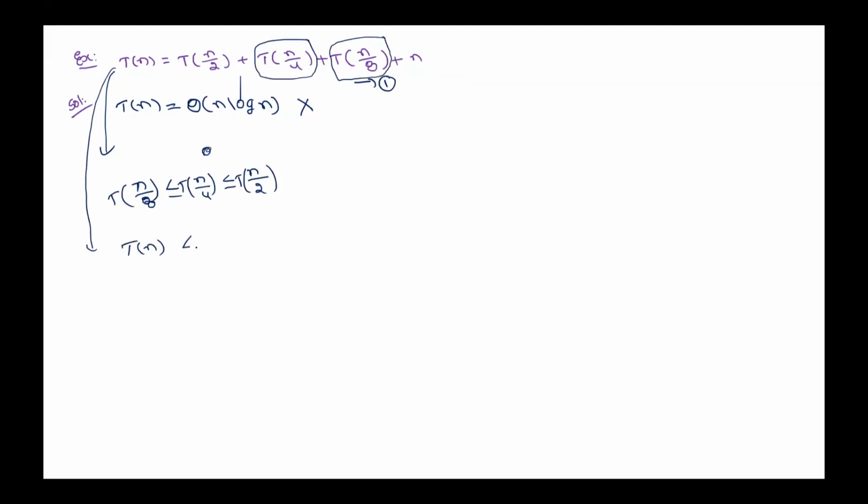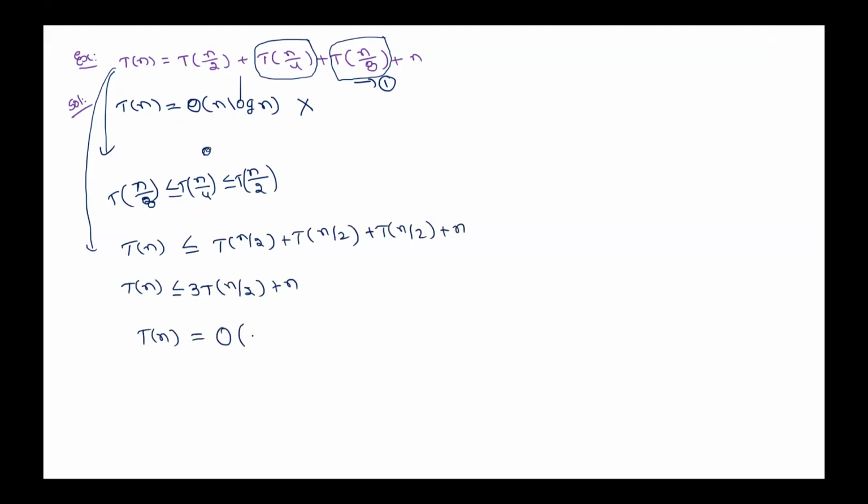T of n is less than or equal to T of n by 2 plus T of n by 2 plus T of n by 2 plus n. Is that okay? So T of n is less than or equal to 3 times T of n by 2 plus n. This we already solved in the next class also. We can write it as big O of n power log 3 base 2, which is approximately n power 1.585. Which case of master theorem? Case 1. Is that correct?